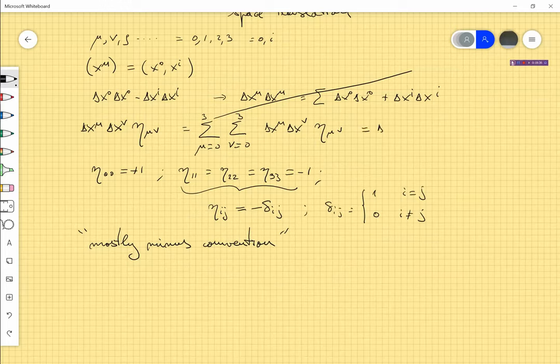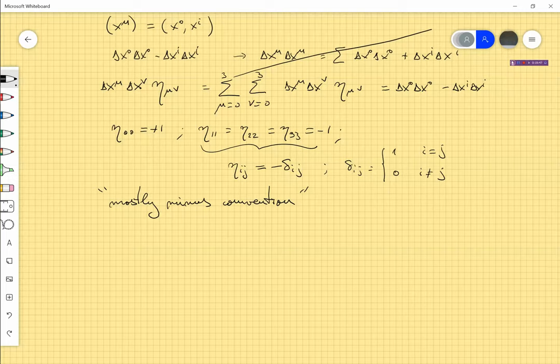And before I go on, I am going to use a bit more notation, because there is a useful way of dealing with these operations in terms of conventional column and row vectors and matrices. So typically one writes delta x mu as a column vector.